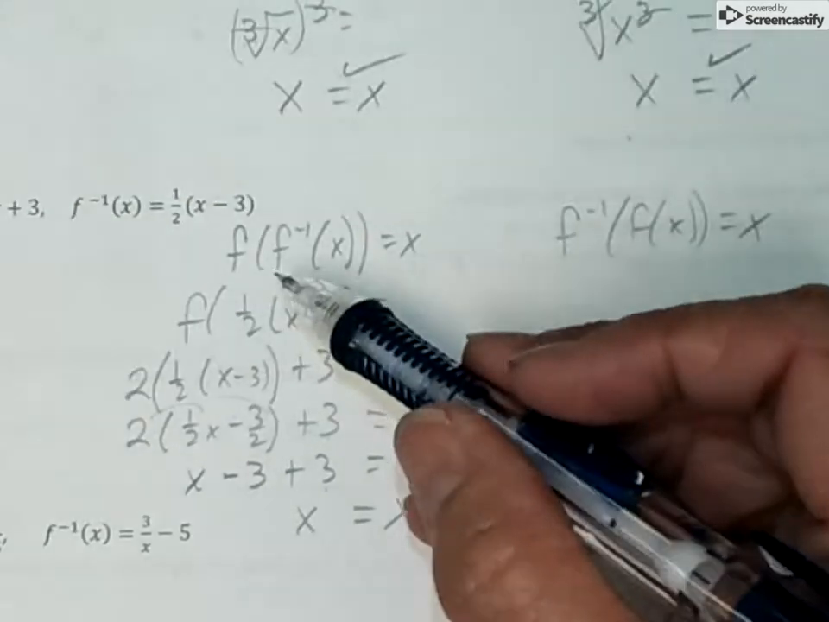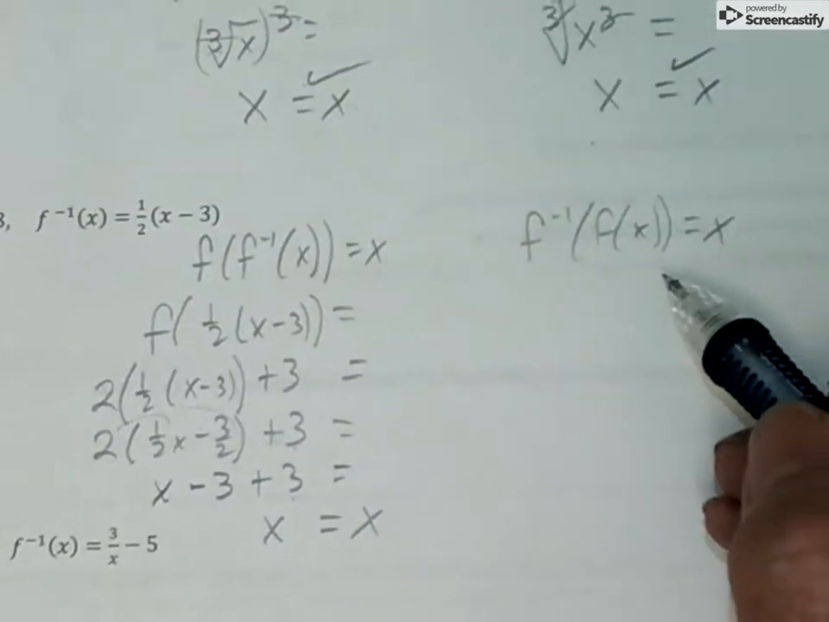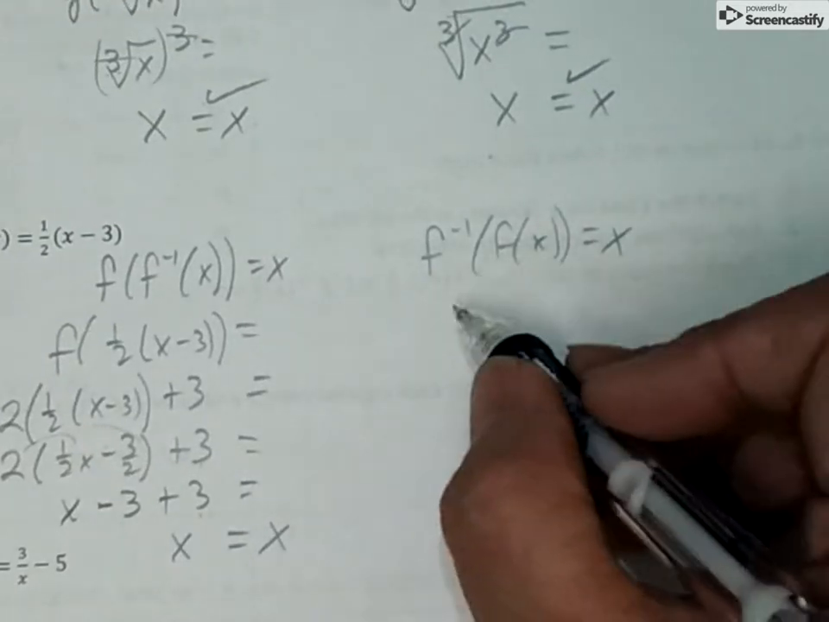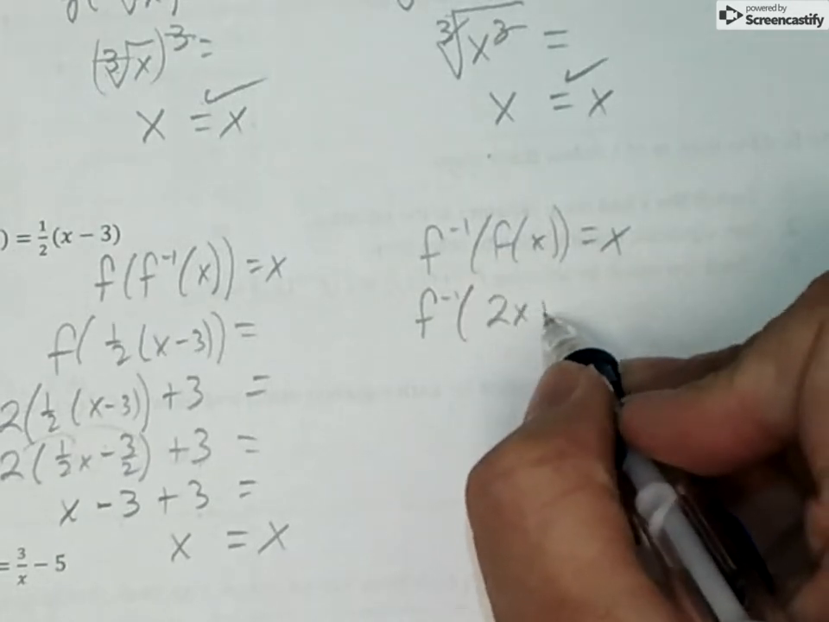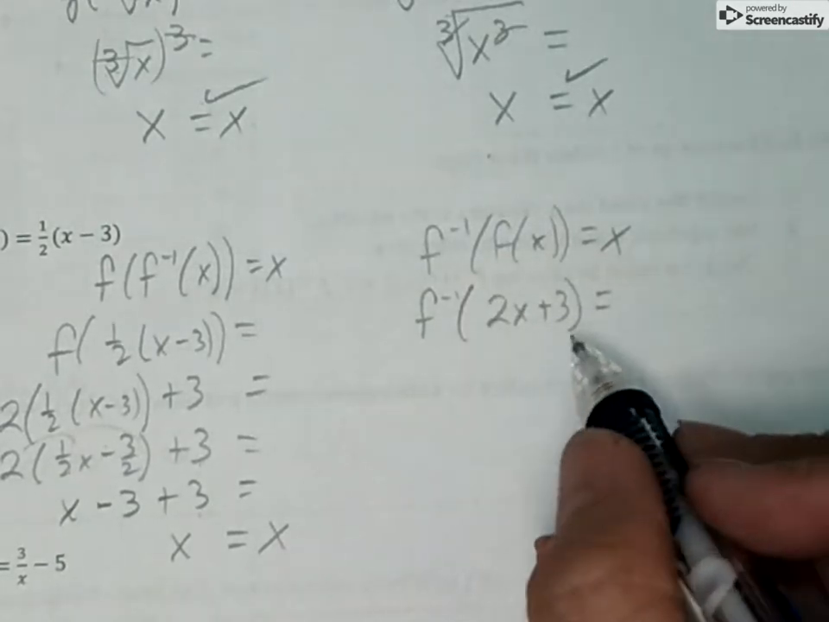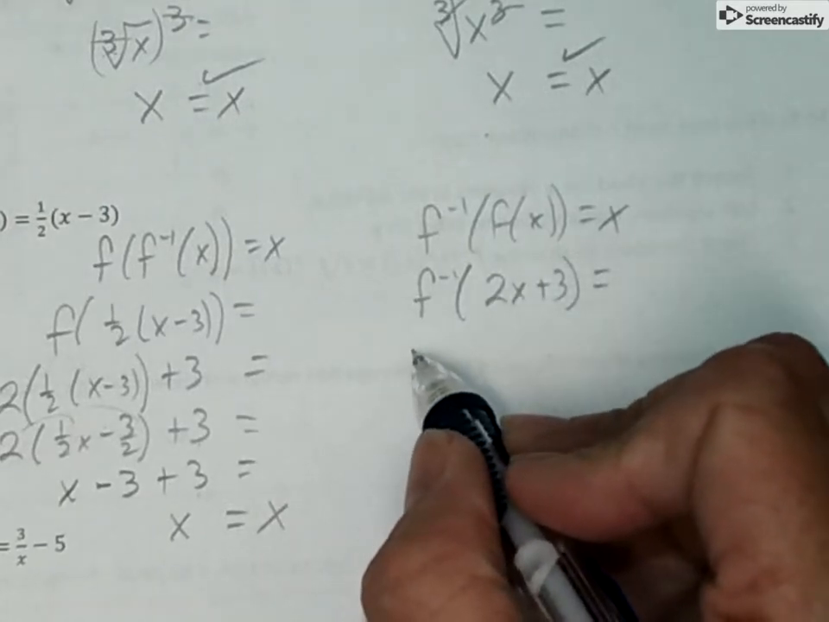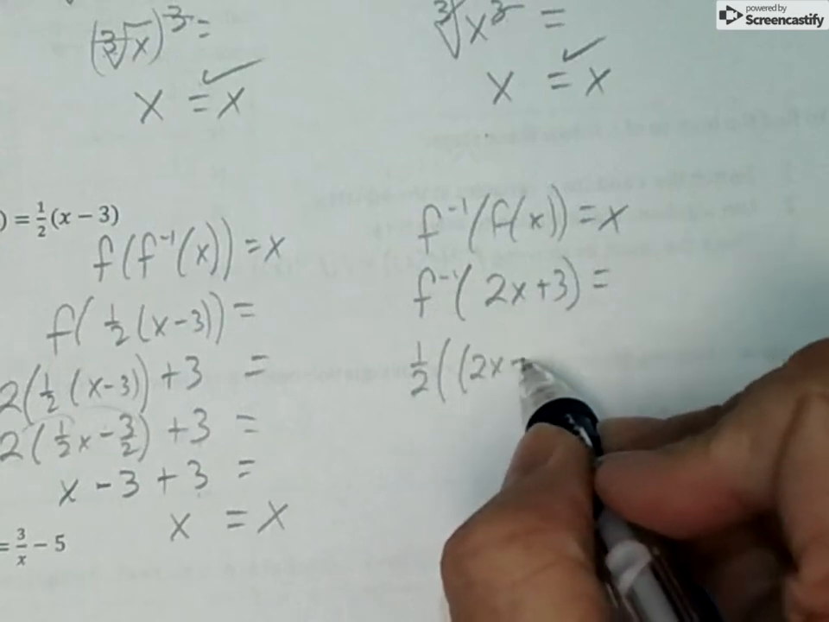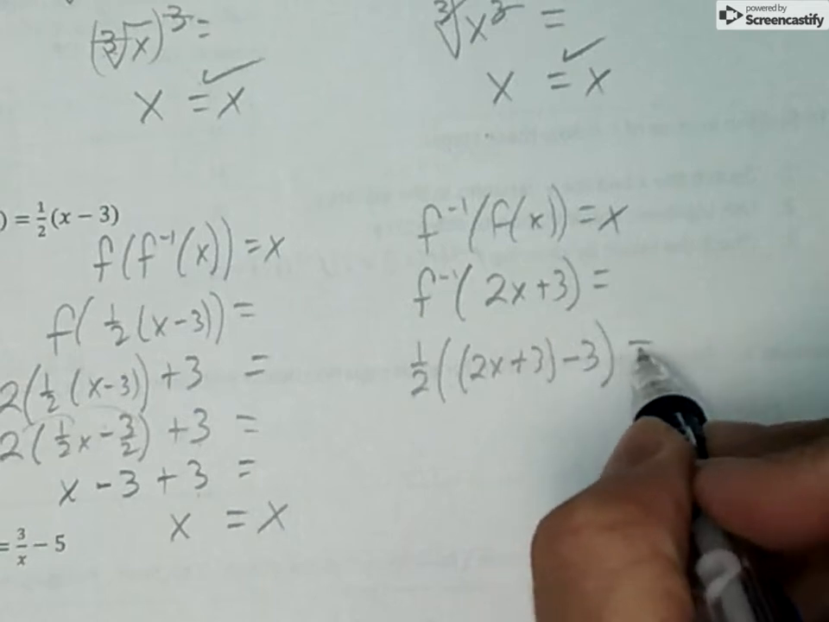Okay, so we've proven that f of f inverse of x equals x. We now need to do the second half of that. So f inverse of f of x. So f inverse of 2x plus 3, we want to see, does this equal x? I'm taking the 2x plus 3 and plugging it into the inverse function. 1/2 of 2x plus 3 minus 3.